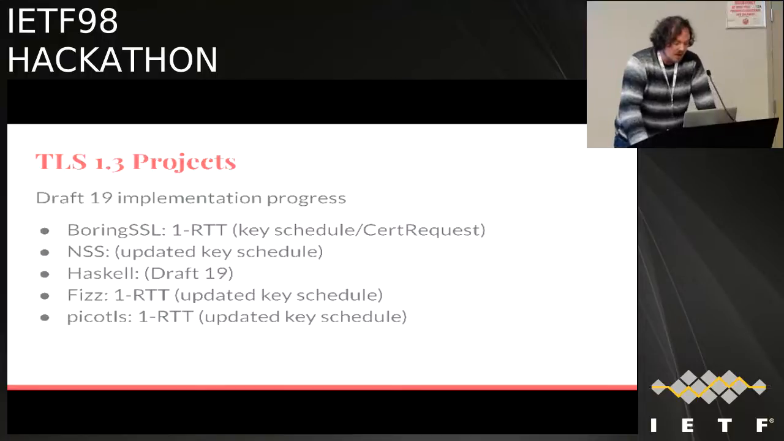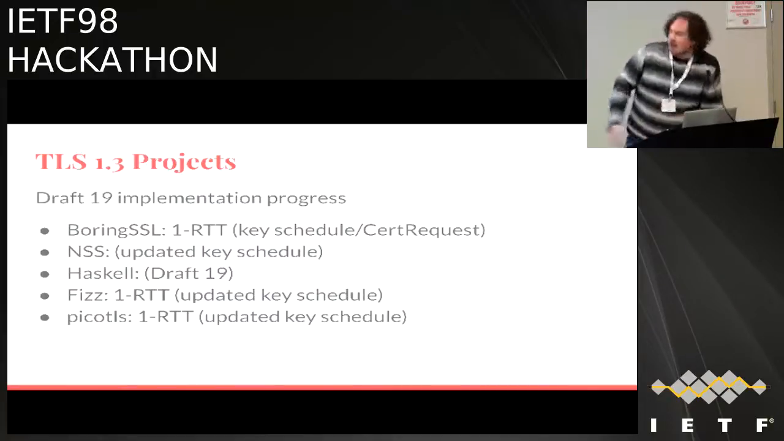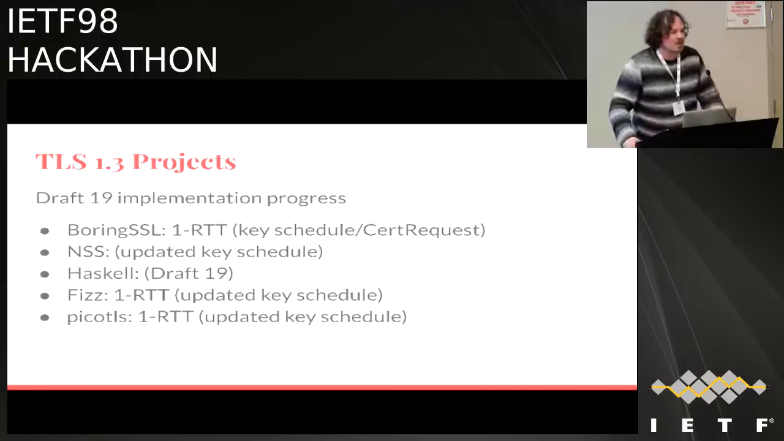There's a Haskell version that's draft 19 as well. Fizz, which is Facebook's implementation, is pretty close to draft 19. Pico TLS also, you can see, has an updated key schedule. That's the major change between draft 18 and 19. And most of these implementations are almost all the way there.